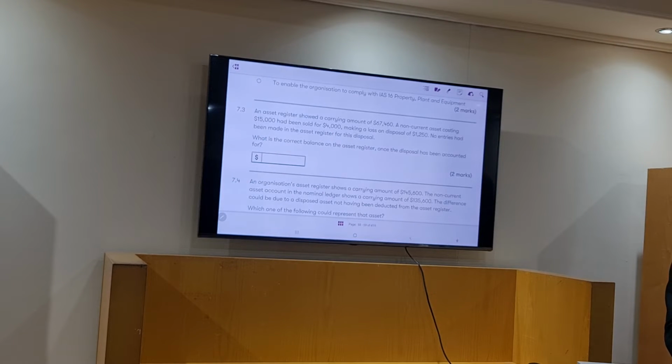You should also know the meaning of the words carrying amount. What is carrying amount? Carried forward balance? No, not carry forward. Carrying amount is equal to written down value, or net book value. So in other words, cost minus accumulated depreciation.